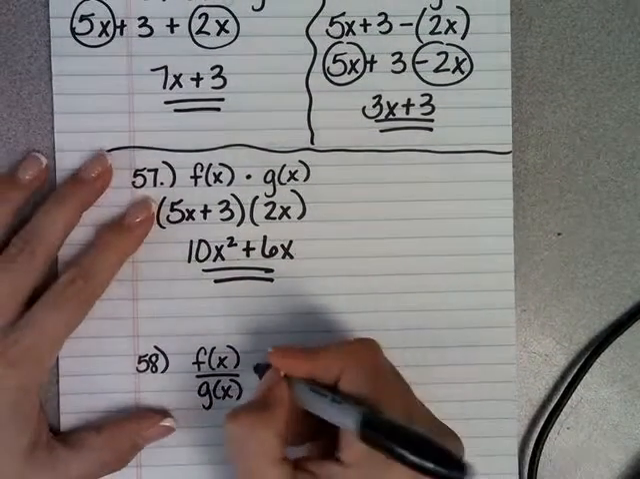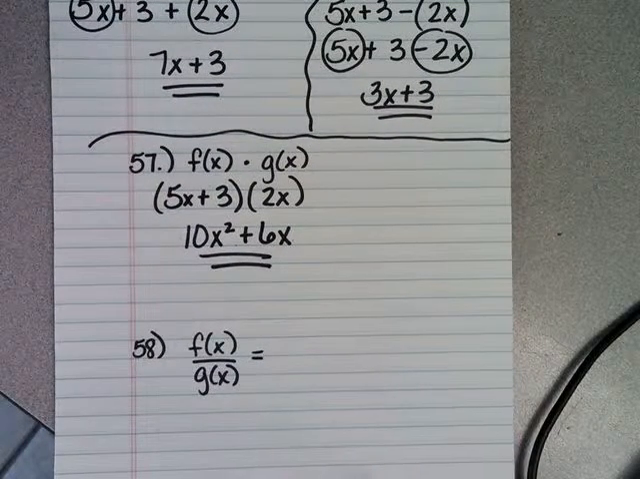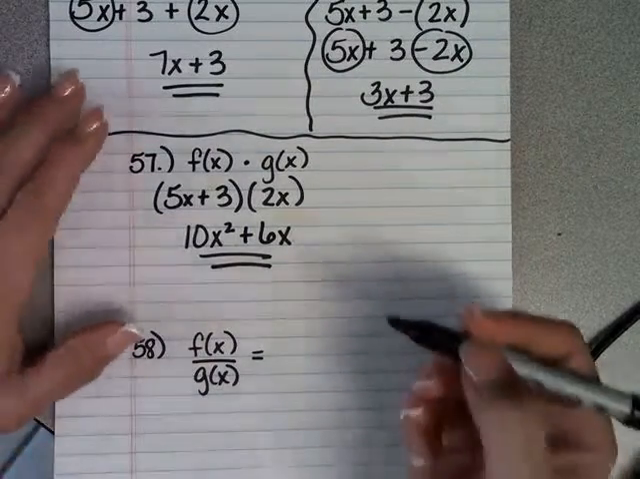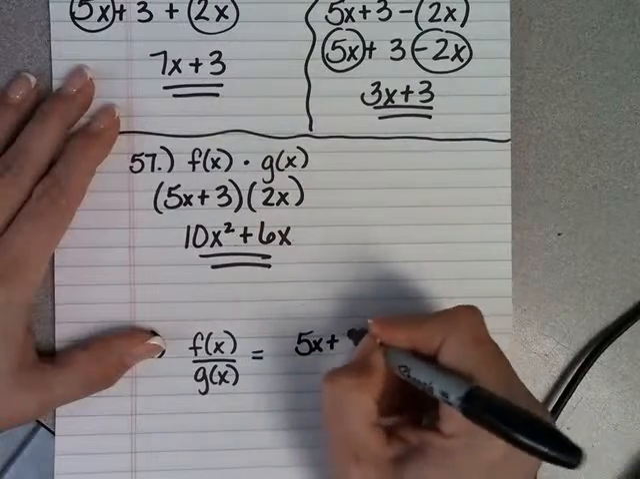Now, somebody else, talk to me about 58. What is 58 telling you to do with the functions? You're dividing. You are dividing. Very good, Kayla. So tell me what to write. 5x plus 3 over 2x.